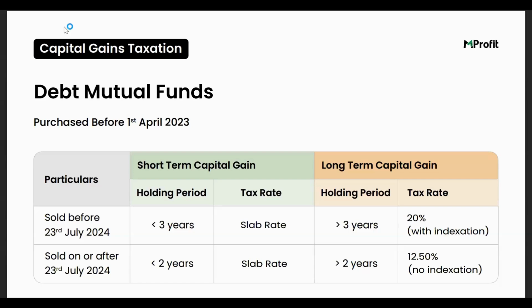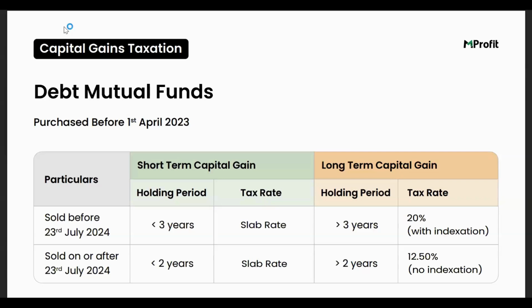The tax rate for short-term capital gain will be slab rate. That is, the short-term gain will be added to the assessee's total income and it will be taxed as per the income tax slab rate. If it is a long-term capital gain, then the tax rate will be 12.5%, but here indexation benefit will not be provided. So indexation benefit is only provided if the sale happens before 23rd of July 2024. If the sale is happening on or after 23rd of July 2024, then there is no indexation benefit provided.